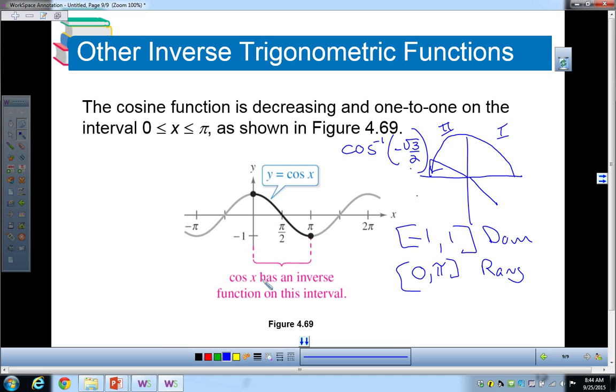Don't worry, there's going to be a little summary page in a minute that sums this all up, okay? So this is going to be 150 degrees or 5 pi over 6. This is why you really got to know your unit circle. Where's cosine negative root of 3 over 2? Well, it's negative root of 3 over 2 here and here. But the only one I'm interested in is the one in the second quadrant.